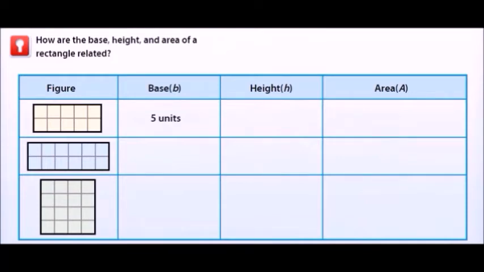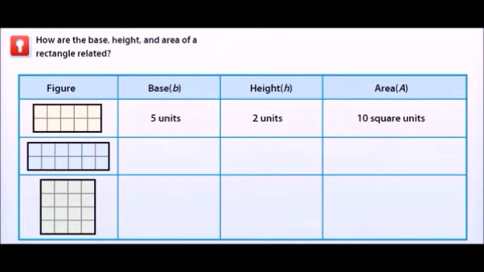The base of the first rectangle is 5 units. How many units in the height? There are 2 units in the height. So what's the area of this rectangle? Let's count the square units. It's 10 square units.